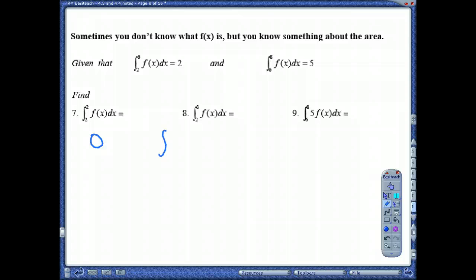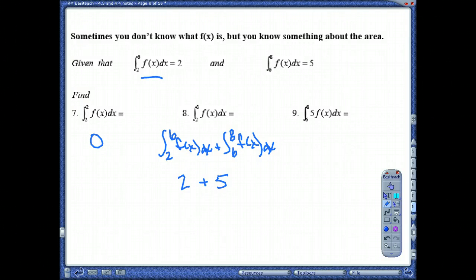2 to 8, I'm going to split that up. 2 to 6, because I know the value of 2 to 6, plus, from 6 to 8, I know that value. And then I can add those together. So from 2 to 6, the area under the curve is 2. From 6 to 8, the area under the curve is 5. So that total has got to be 7.